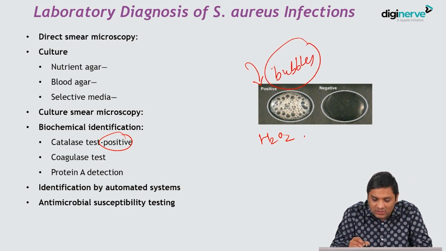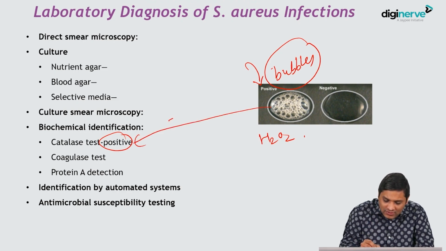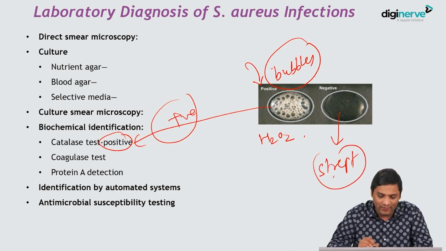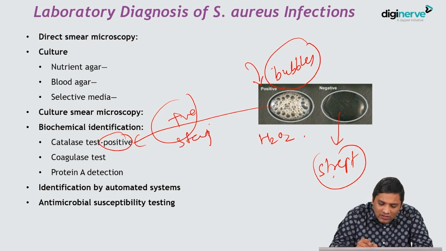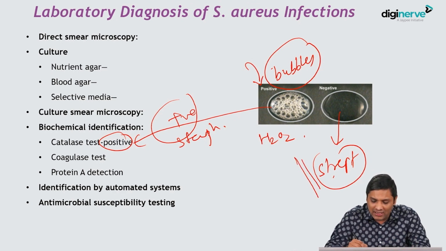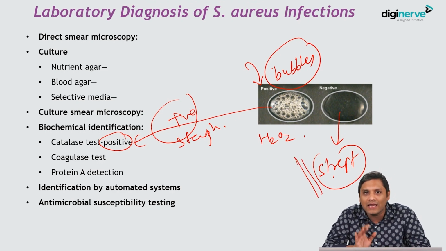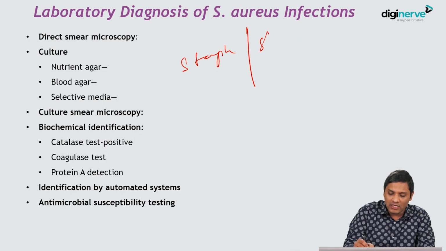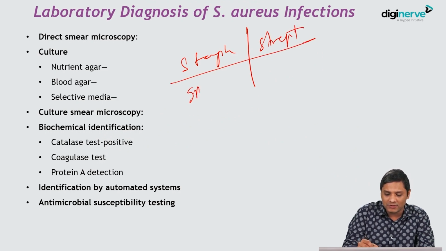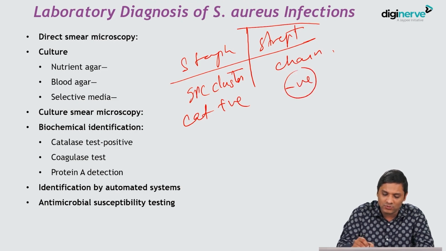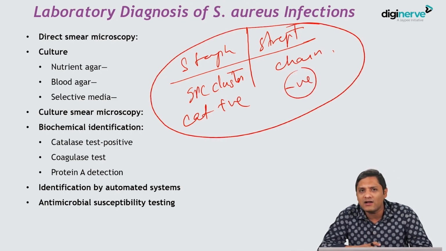This is called a positive catalase test. This is a characteristic feature of Staphylococcus aureus, whereas streptococci are catalase negative. It is a characteristic feature not of Staphylococcus aureus alone, but of all staphylococci. All staphylococci are catalase positive, which differentiates them from streptococci, which are catalase negative. So staph and strep can be differentiated, first by gram stain, gram positive cocci in clusters versus gram positive cocci in chains, then by catalase positive versus catalase negative. These are the points of difference between staphylococcal and streptococcal colonies.